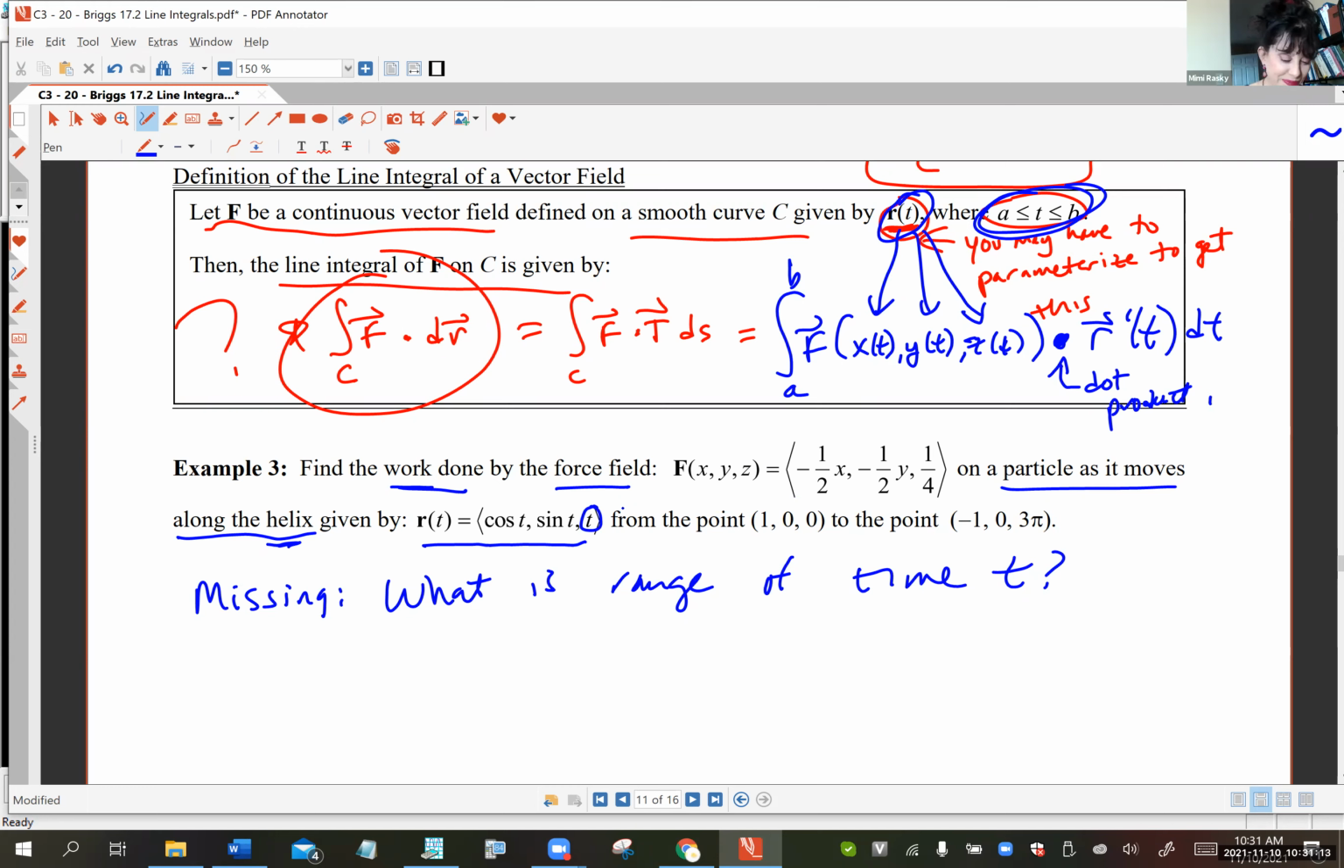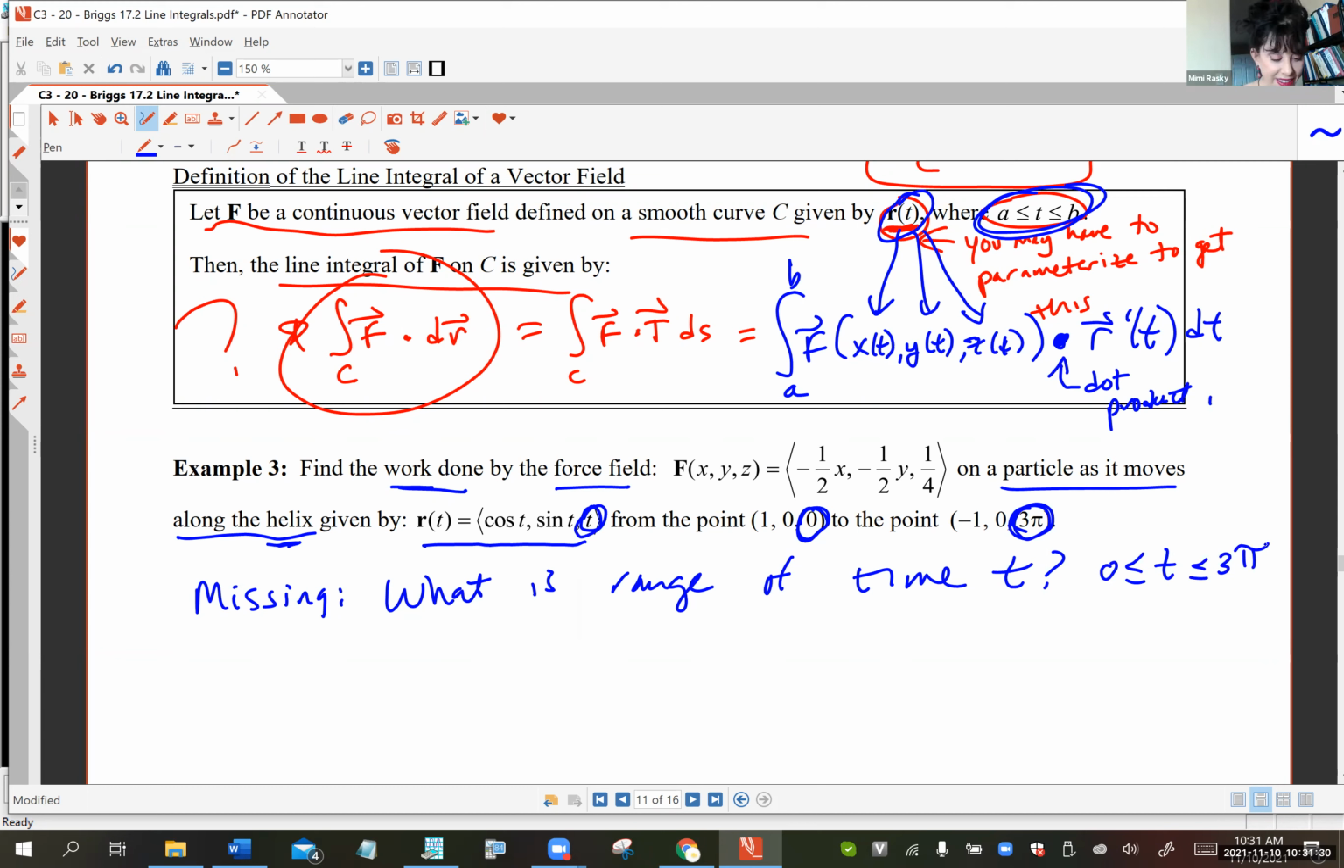So what does that mean? Well, since the z component started at 0, that means time t started at 0. And since the z coordinate of the ending position was 3 pi, that must mean that time ends at 3 pi. Okay, you have to be careful because it may not be this easy.